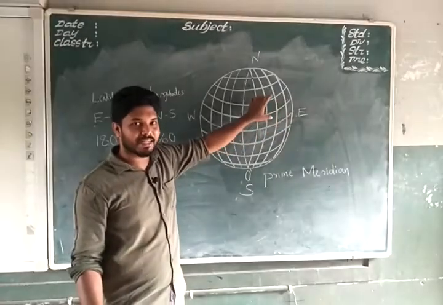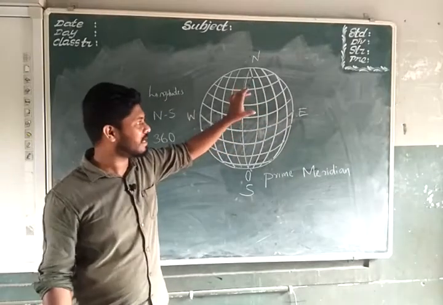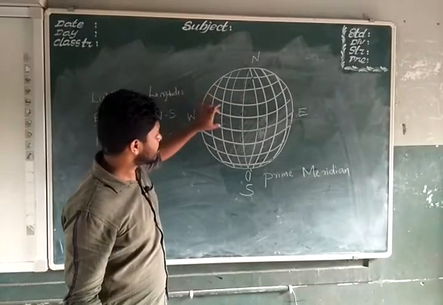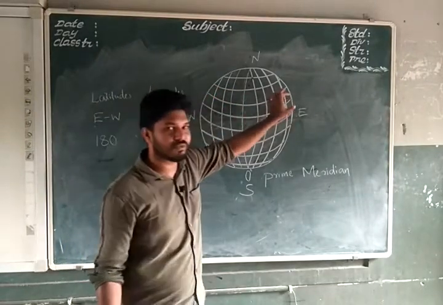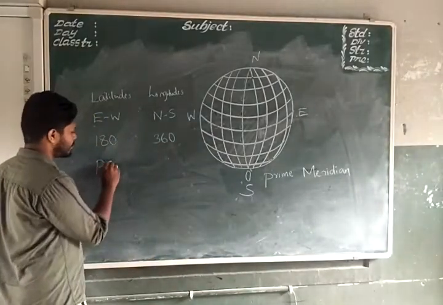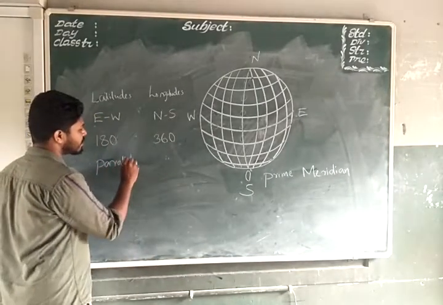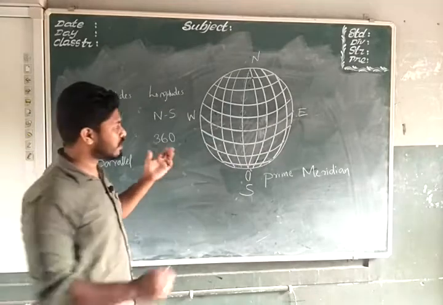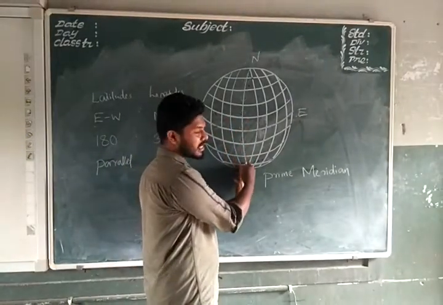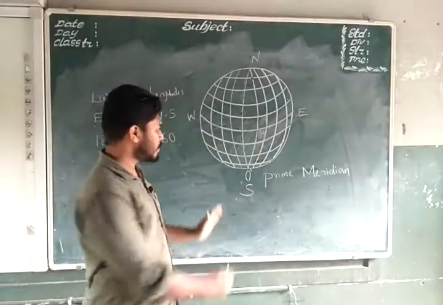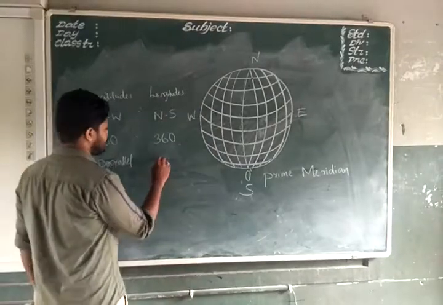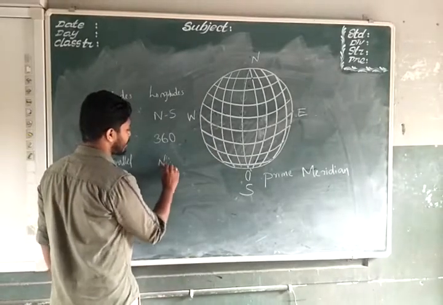Latitudes are parallel to each other. What is meant by parallel? They have equal distance everywhere. See, this distance is equal here too. So latitudes are parallel lines, whereas longitudes are not parallel. See, they have more width here, but when they come to the poles, it gets smaller. So they are not parallel.